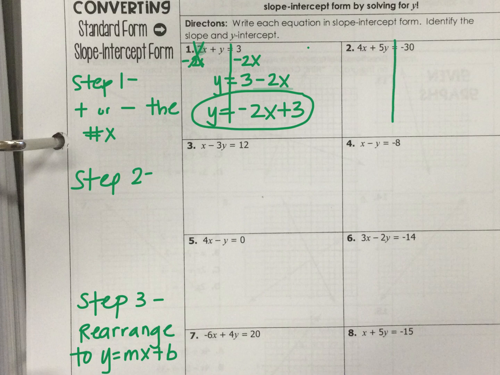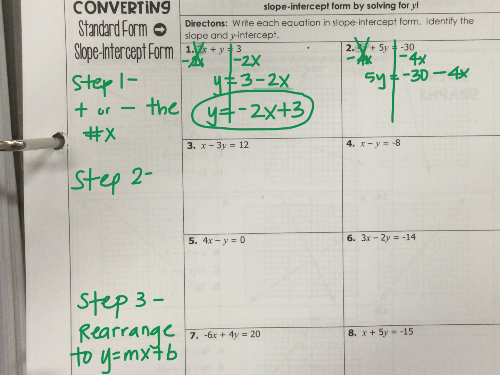Let's do this next one. Step 1, add or subtract the number and the x. Okay, well, it means we've got to move 4x. It's a positive 4x, so I'm going to subtract 4x, subtract 4x. That side marks out. I have 5y equals negative 30 minus 4x.